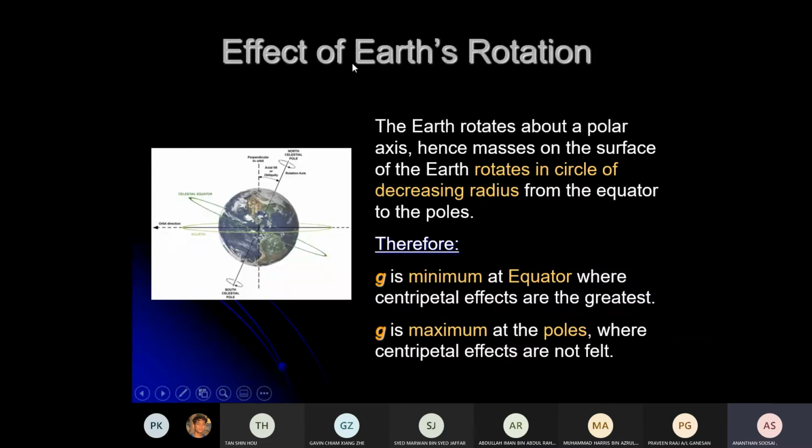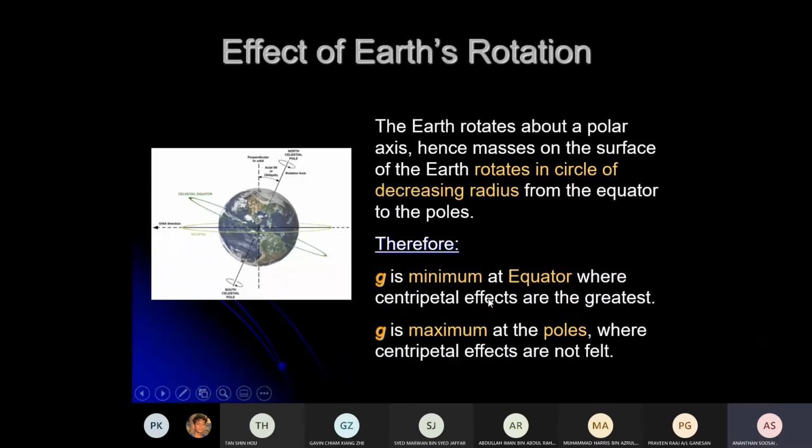I'm going back to the effect of Earth rotation. The Earth rotates about a polar axis, hence masses on the surface of the Earth rotate in circles, with decreasing radius from the equator to the pole. g is minimum at the equator, where the centripetal effect is the greatest, mr omega squared. g is maximum at the poles, where centripetal effects are not felt. Do you understand the last two points?